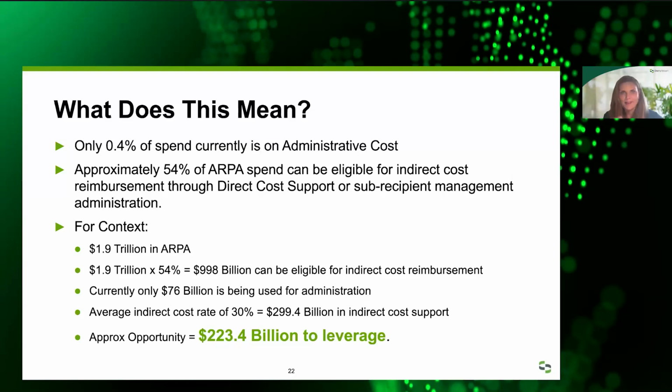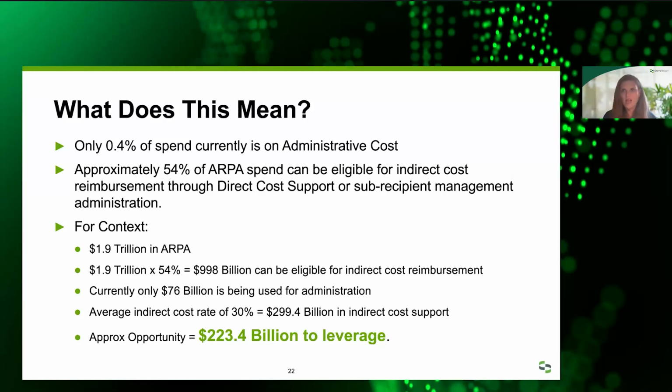Which leads me to a slide where I think it's important to now put that 0.4% in perspective. What does that mean in terms of dollars? So we have 0.4% of the spend on administrative costs, and approximately 54% of ARPA spend would be eligible for indirect cost. As I mentioned before, not all costs are eligible. Revenue recovery, a lot of the infrastructure, things like that are not eligible to apply the indirect cost.